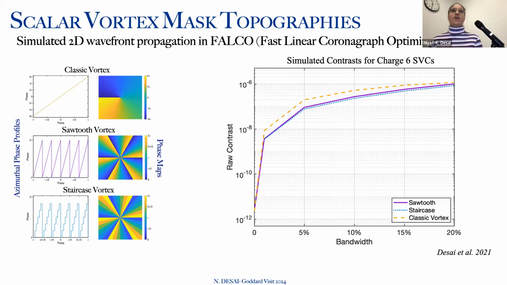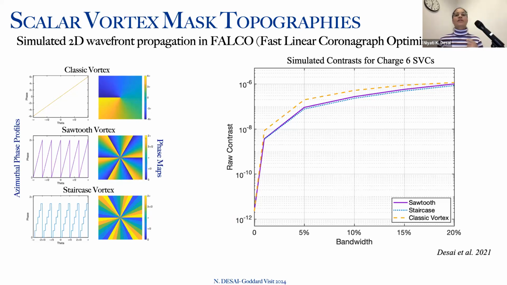So back to this discussion about charges, right? If you're looking at charge 6, you want to go from 0 to 2 pi 6 times, or from 0 to 6 times 2 pi. So the first one here is a classic vortex. That's what you would think of. You would go 0 to 12 pi. That's just one simple wrap, and you can see the profile cut on the left-hand side, and then the top view of the phase map on the right. And then the second one is the sawtooth, we call it, because of what the profile looks like, and that's doing 6 times those 0 to 2 pi wraps.